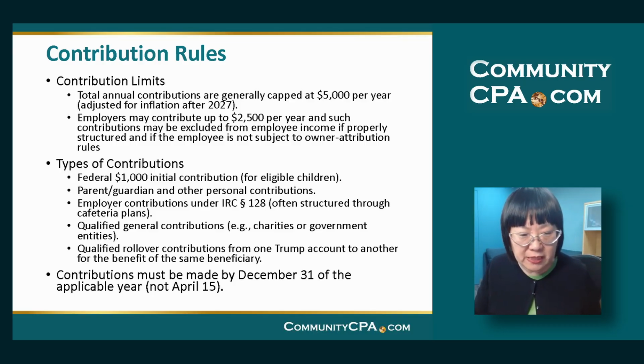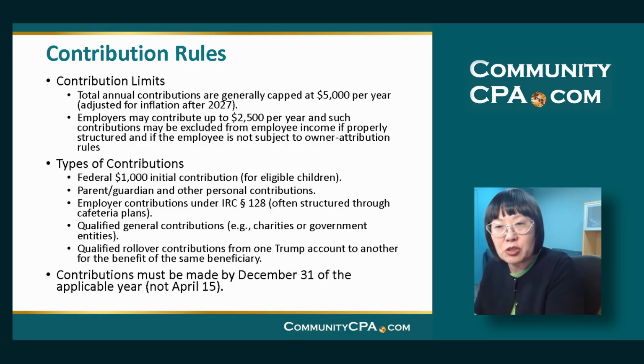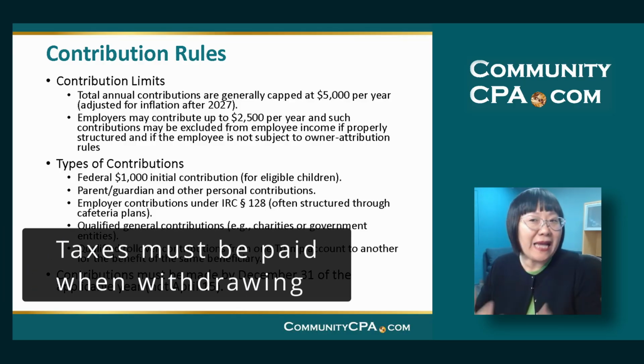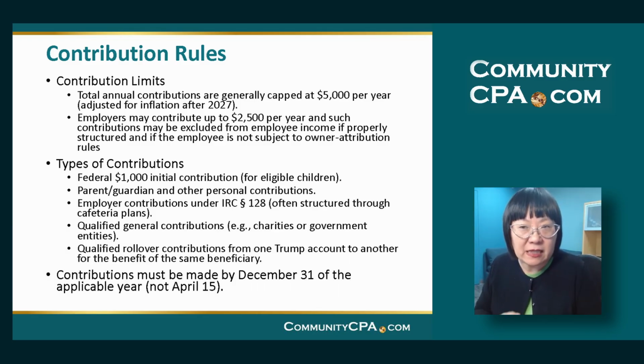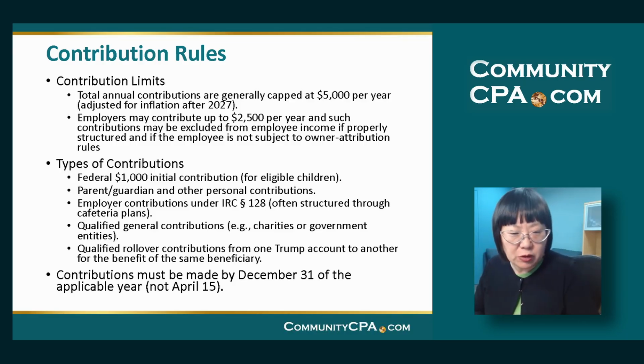Qualified general contributions come from charities and government entities. But just know that these contributions are not money you already paid taxes on, so their basis is different. When you put that money into a Trump account, you actually need to pay taxes when you draw it out; the principal, like the $5,000, needs to pay taxes. So the basis inside of a Trump account can be calculated in two ways. Of course, there is also a qualified rollover contribution from one Trump account to another for the benefit of the same beneficiary.